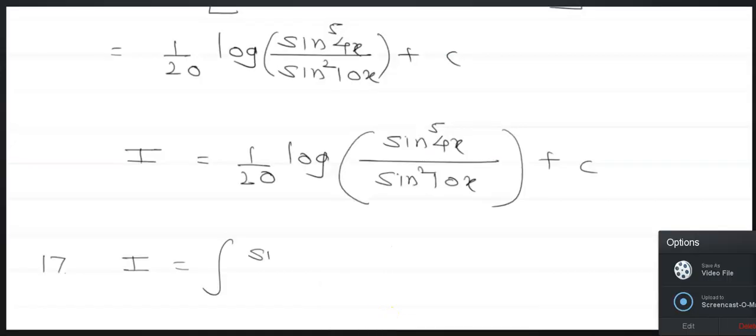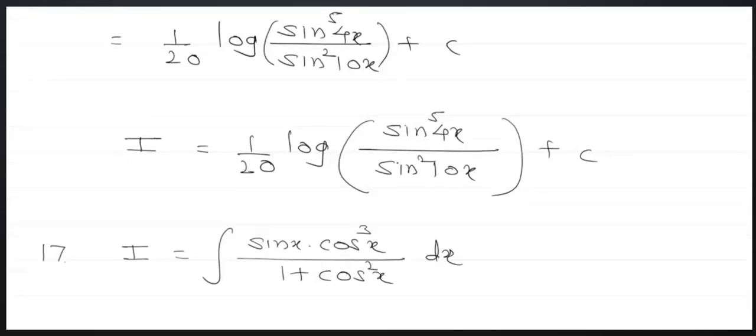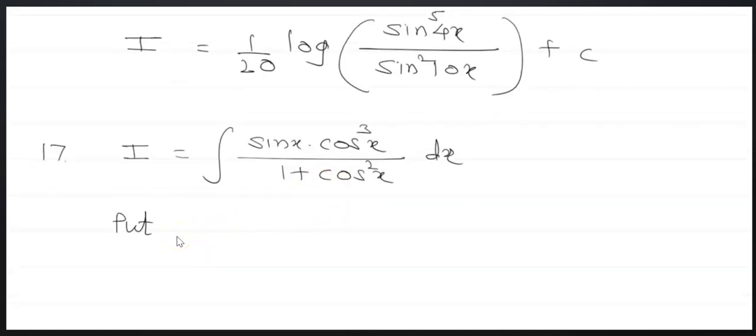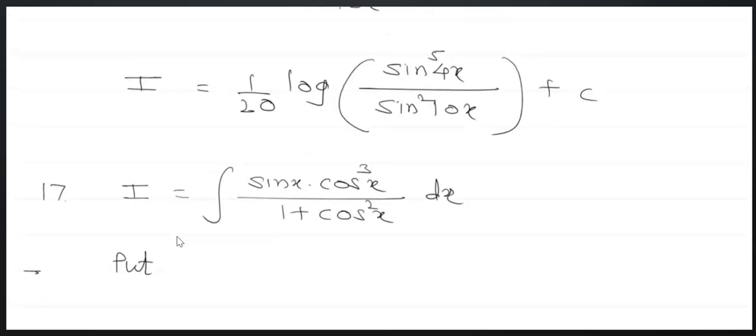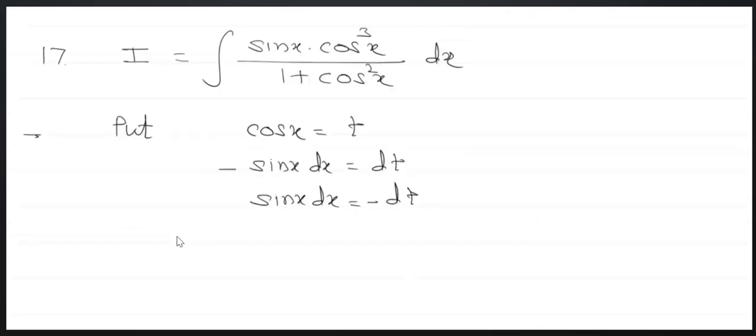Now the last question, question number 17. I is equal to the integral of sin x cos cube x upon 1 plus cos square x dx. Now put cos x equal to t. Therefore, its derivative, minus sin x dx is equal to dt. Therefore, sin x dx is equal to minus dt.